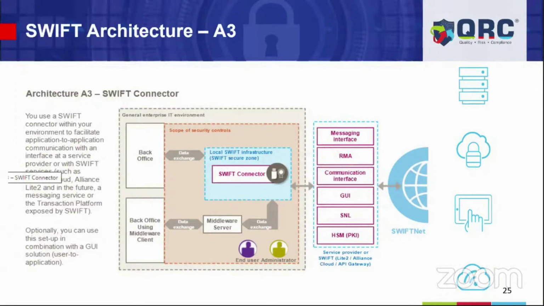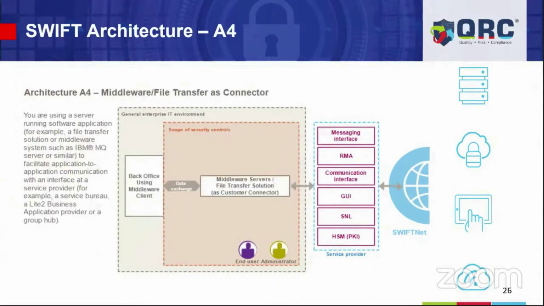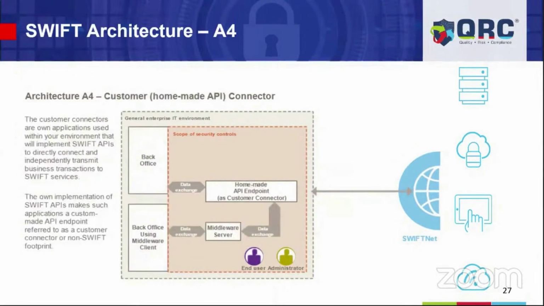Then it is probably the A3 architecture. And then A4 is middleware file transfer, where there is only a provision for file transfer and nothing much is in your scope. It is a very simple architecture. There is a file transfer solution in between, like IBM MQ server or something, and it only facilitates application-to-application communication between you and the service provider. In such a case it is A4, and you can also connect a homemade API connector.